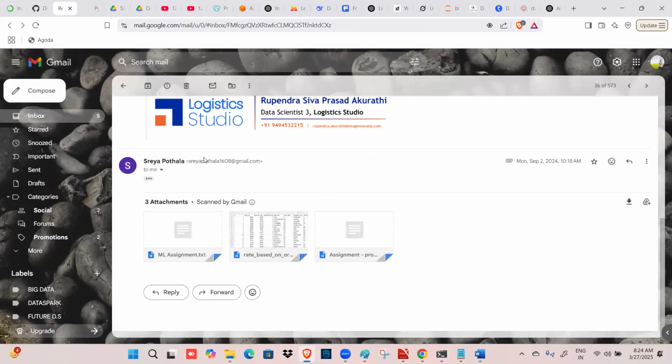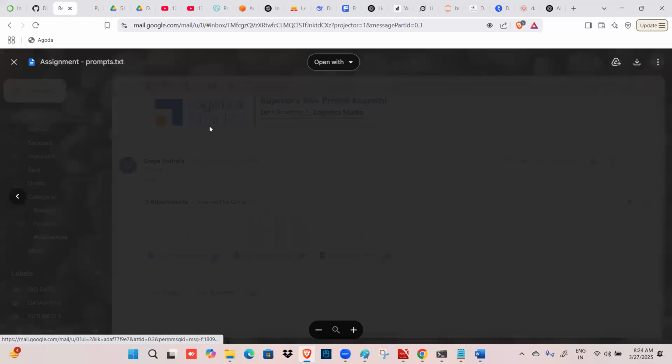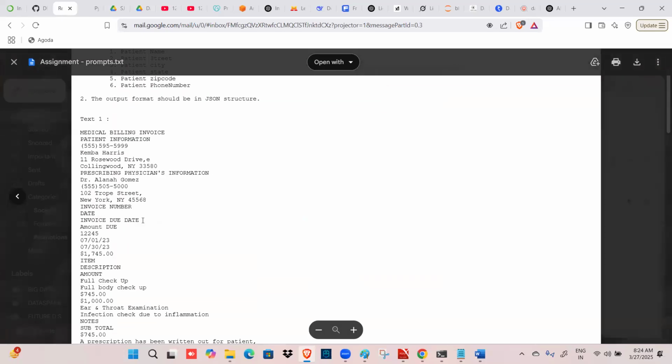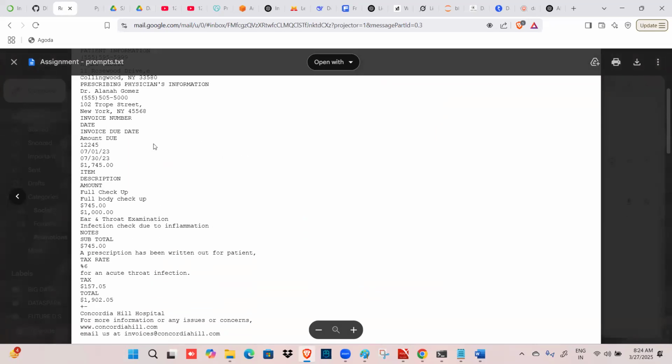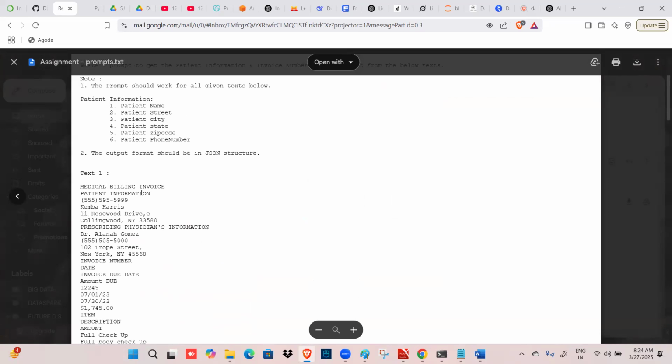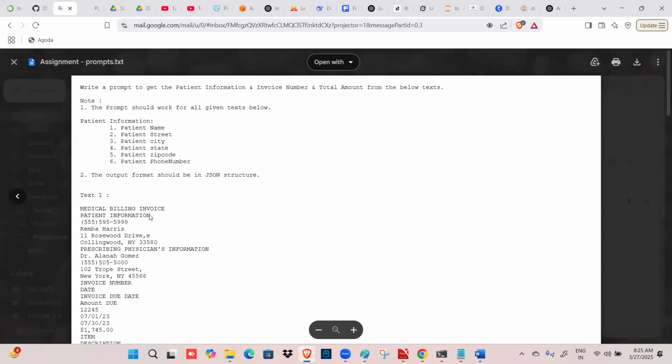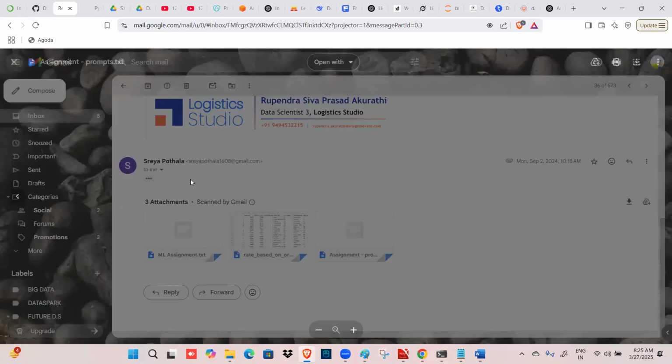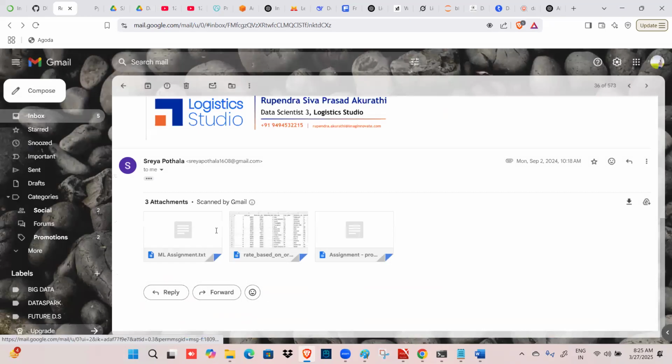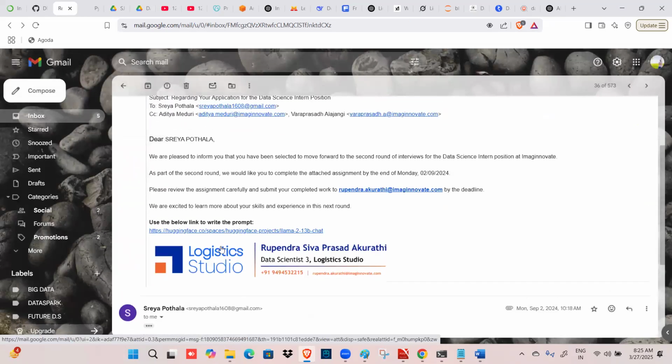And then the prompt assignment. They also asked to design a prompt. This is a complete text related to healthcare. This is a complete medical billing invoice, but your duty is to extract only information like patient name, patient state, patient city, patient zip code, patient number. So how are you going to extract? He already gave information: use the below link to write the prompt here.